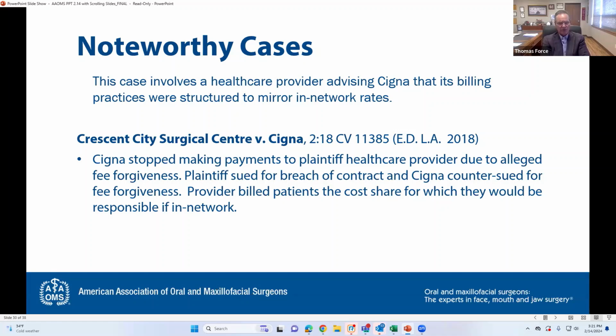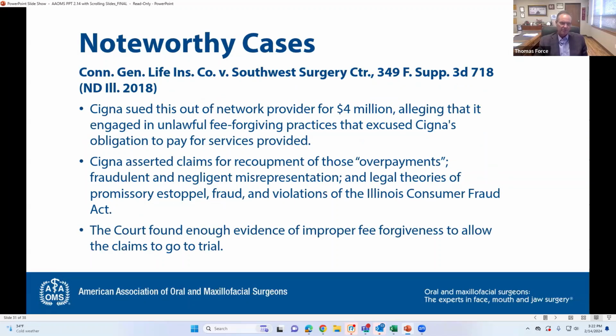So in this case, Crescent City Surgical Center versus Cigna, Cigna stopped making payments to the plaintiff healthcare provider due to alleged fee forgiveness. Plaintiff sued for breach of contract, and Cigna countersued for fee forgiveness. The provider billed patients the cost share for which they would be responsible in-network. The provider lost. There was a settlement. Cigna probably got a significant settlement based on fee forgiveness here.